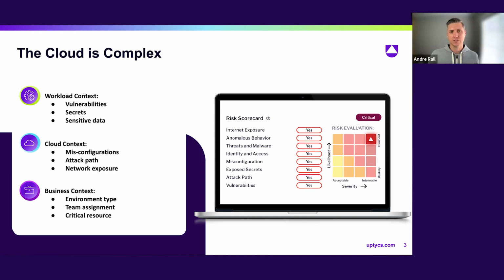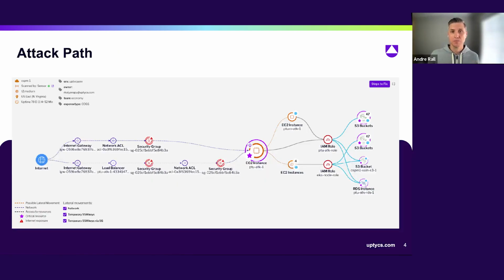If we're going to surface an attack path, you would want to know the context around that attack path. And that's what Uptycs does a really good job of. Now, what exactly is an attack path? Well, our attack path reveals the possible entry points into resources in your environment, as well as the internal movements from those resources to other resources in your environment.